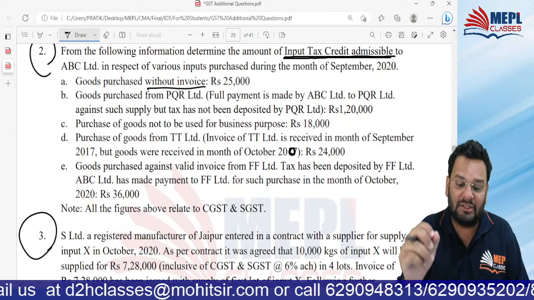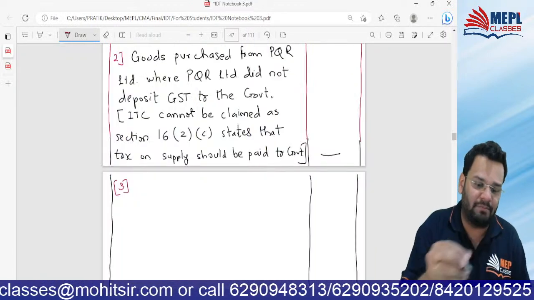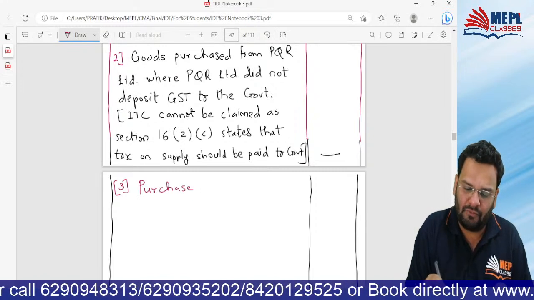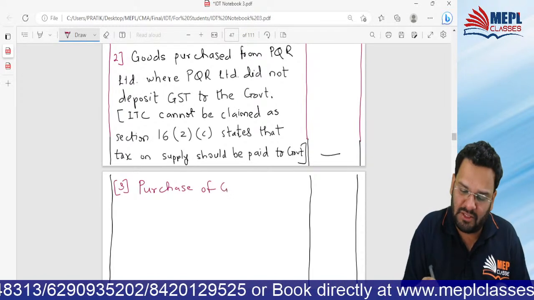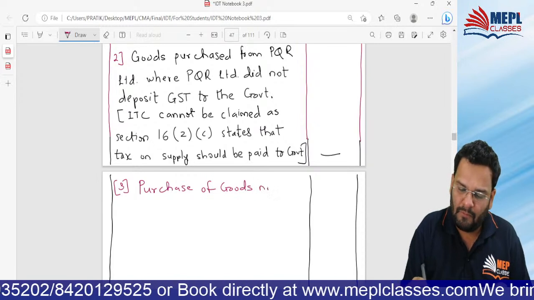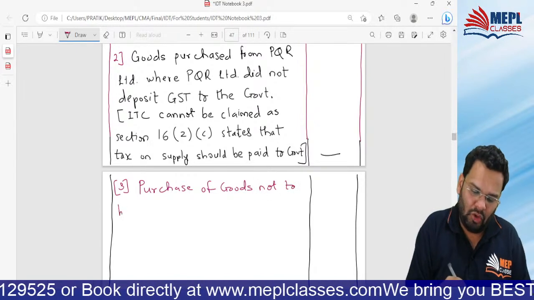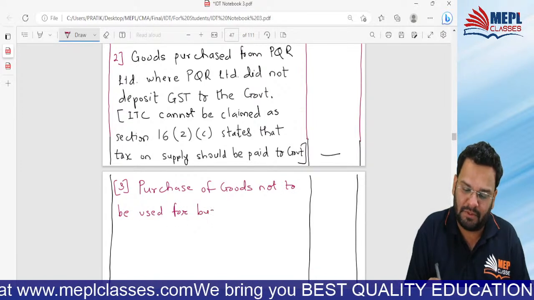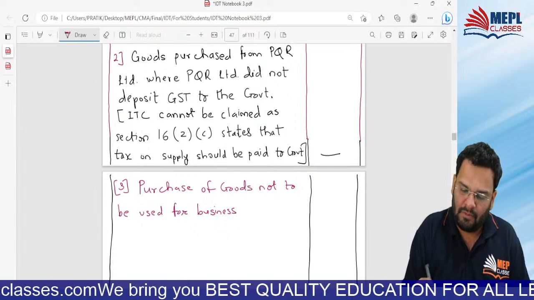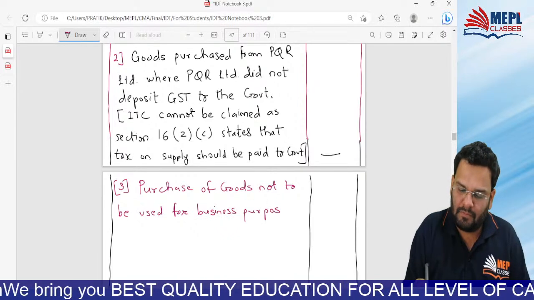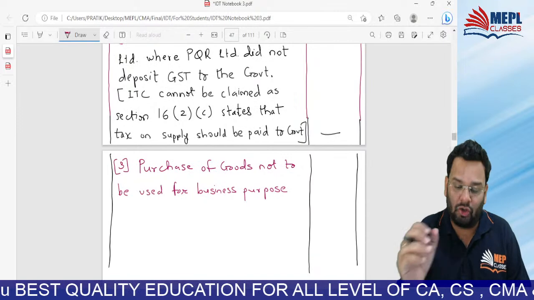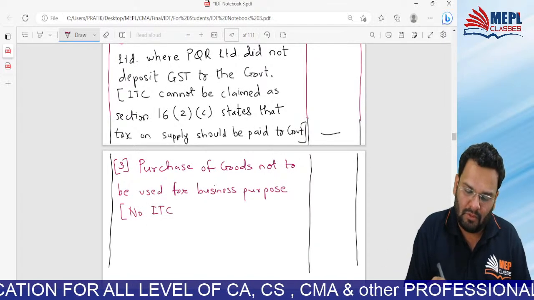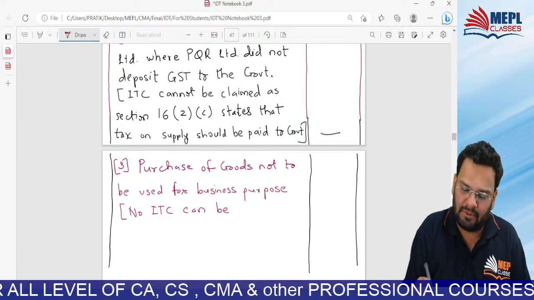Next, purchase of goods not to be used for business purpose. Purchase of goods not to be used for business purpose. No ITC can be claimed.